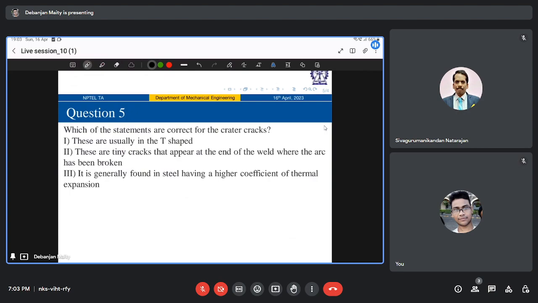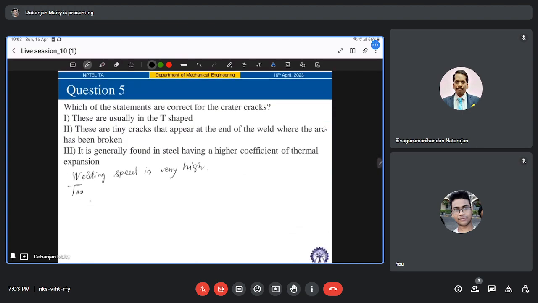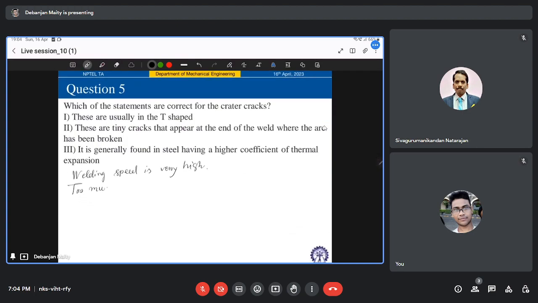And there are a few different factors that can contribute to crater cracks in welding. What are those? One of the most common causes is doing welding too fast, right? Welding speed. If your welding speed is very high, that doesn't allow, as we are saying, enough time for the weld pool to cool properly, and that can cause the weld to crack as it solidifies. And another common cause of the crater crack is too much heat. That is also not ideal for welding.